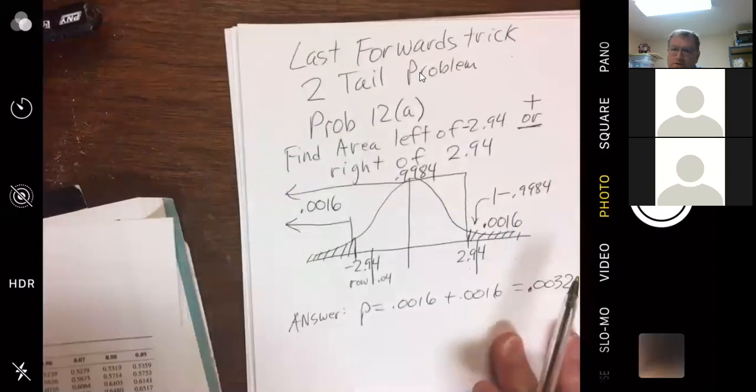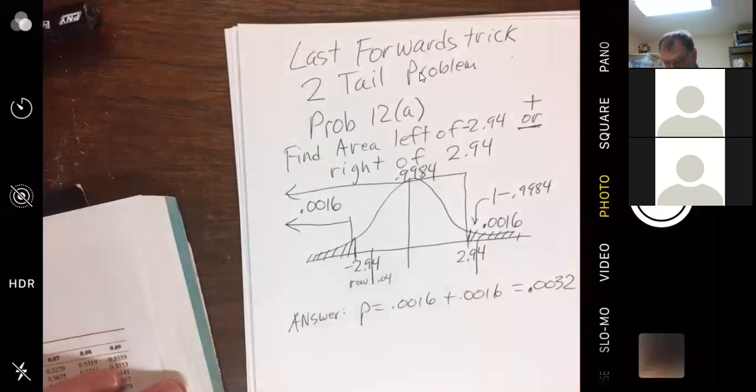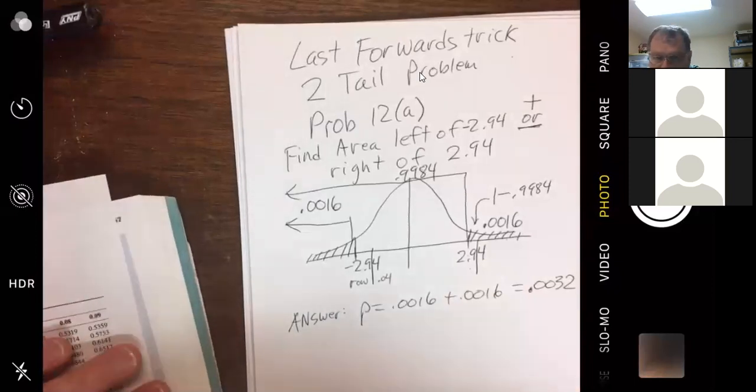That's all of the forwards tricks. Took an hour and 15 minutes. Whoa, okay. That is all the examples of forwards tricks.